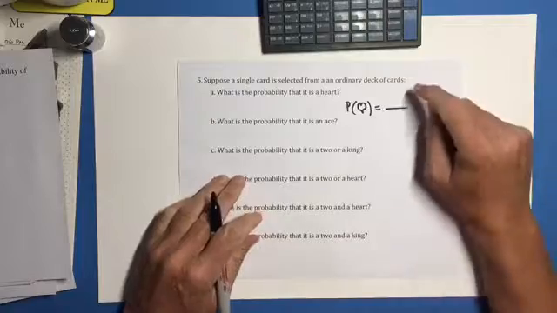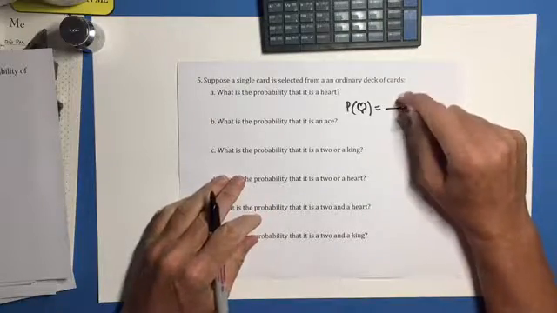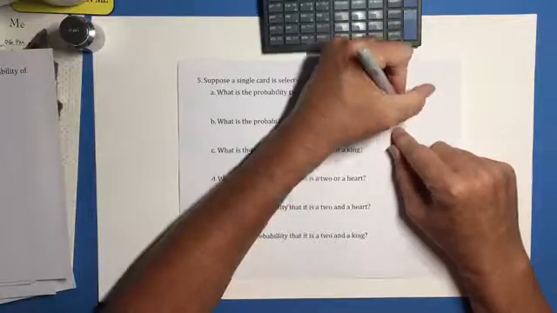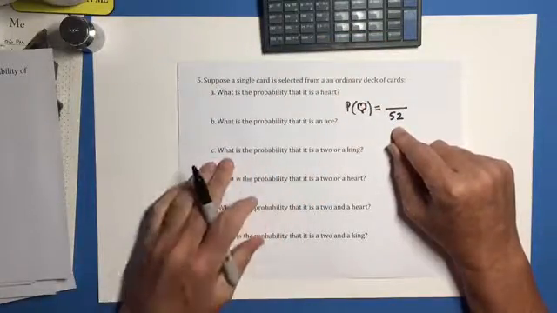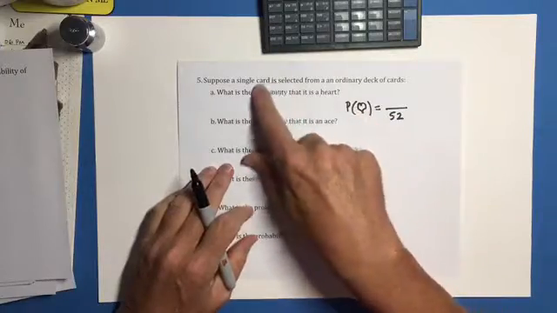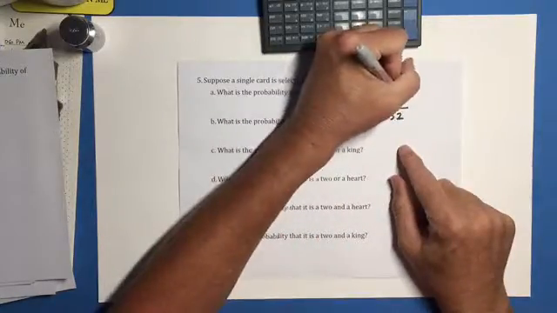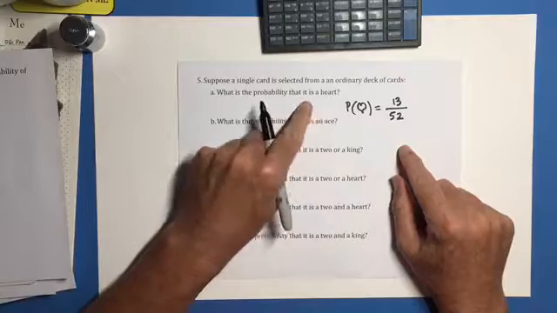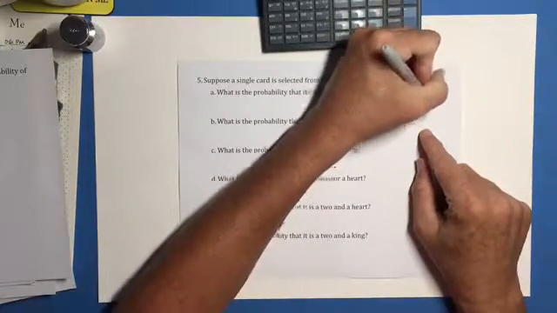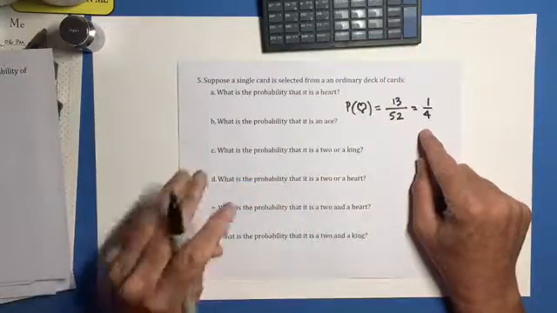The probability that it's a heart is equal to the number of ways I can draw a heart divided by the ways I can draw any card. Well, drawing any card, that's just 52. I have 52 cards in a deck. Now, how many hearts are in the deck? Well, there's 13. So the probability that it's a heart is going to be 13 out of 52, or 1 out of 4. And there you go.